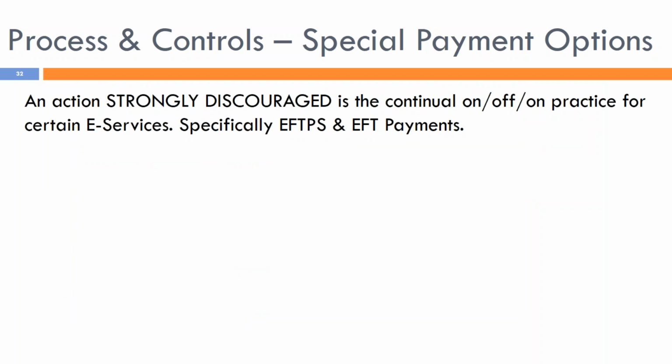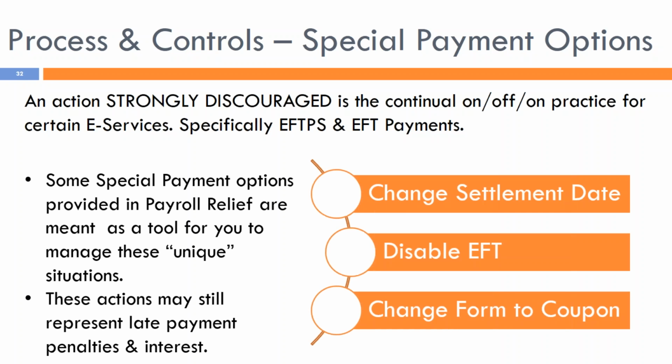An action strongly discouraged is the continual on, off, on practice for certain e-services. We see this happen all the time, and it just creates a lot of problems, specifically with EFTPS and EFT payments. This is precisely the reason why most of the special payment options provided in Payroll Relief are meant as a tool for you to manage these odd situations. Obviously, if the client has a continual problem with cash flows, they should not be placed on electronic services. Keep in mind that changing the settlement date may still incur late payment penalties and interest.